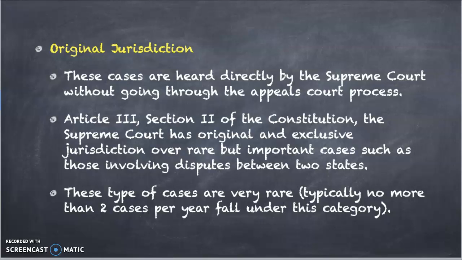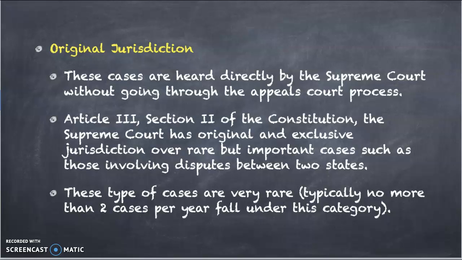Original jurisdiction. Now, the Supreme Court does have original jurisdiction on just a handful of cases, right? In other words, these are cases that are heard directly by the Supreme Court without going through the appeals court process. Oftentimes, there aren't a whole lot of these cases, but for example, if 2 states had a legal dispute, let's say California and Arizona had a legal dispute over the Colorado River and water rights, that case between the 2 states would be heard by the Supreme Court automatically.